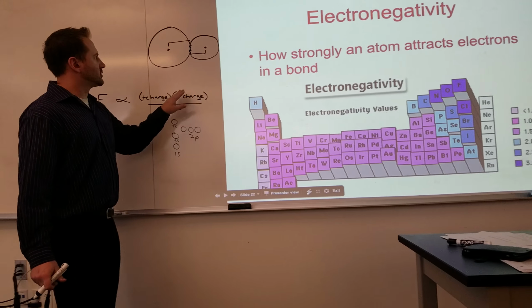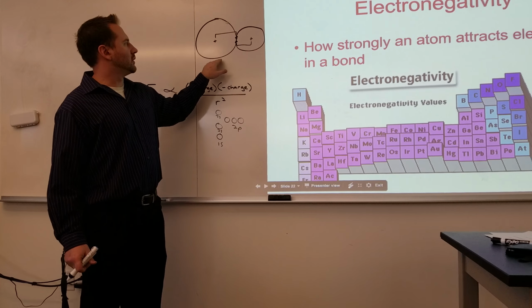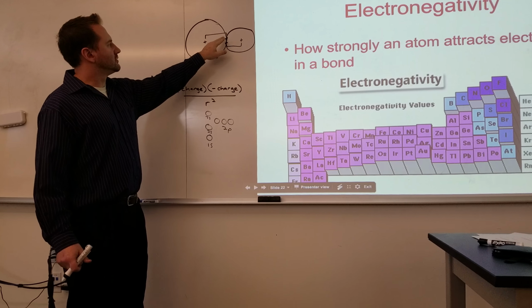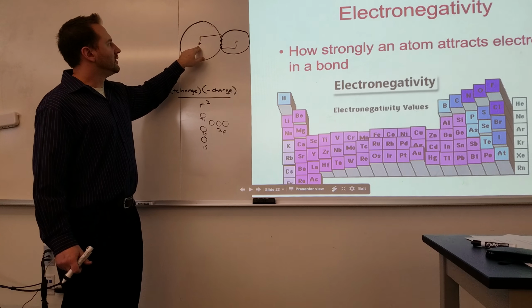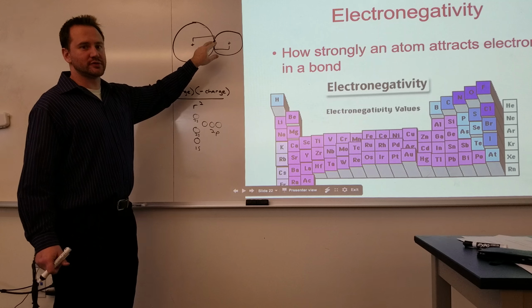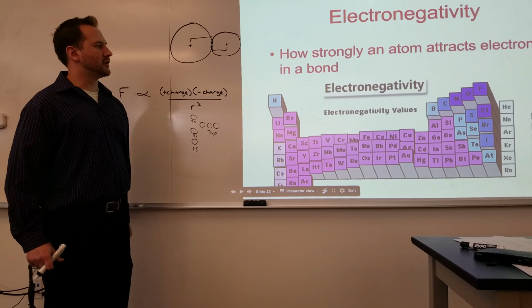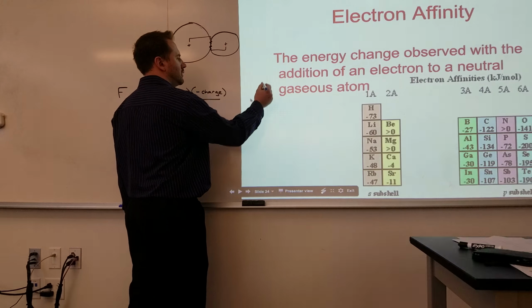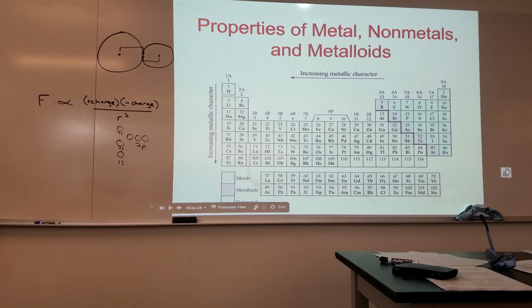Now, just to visually picture this, if we have two elements and one's big and one's small, the smaller element's nucleus is going to be closer to the electrons being competed over than the larger element's nucleus. So this will have a greater force of attraction observed relative to the other atom, and therefore it's able to pull the electrons towards it.